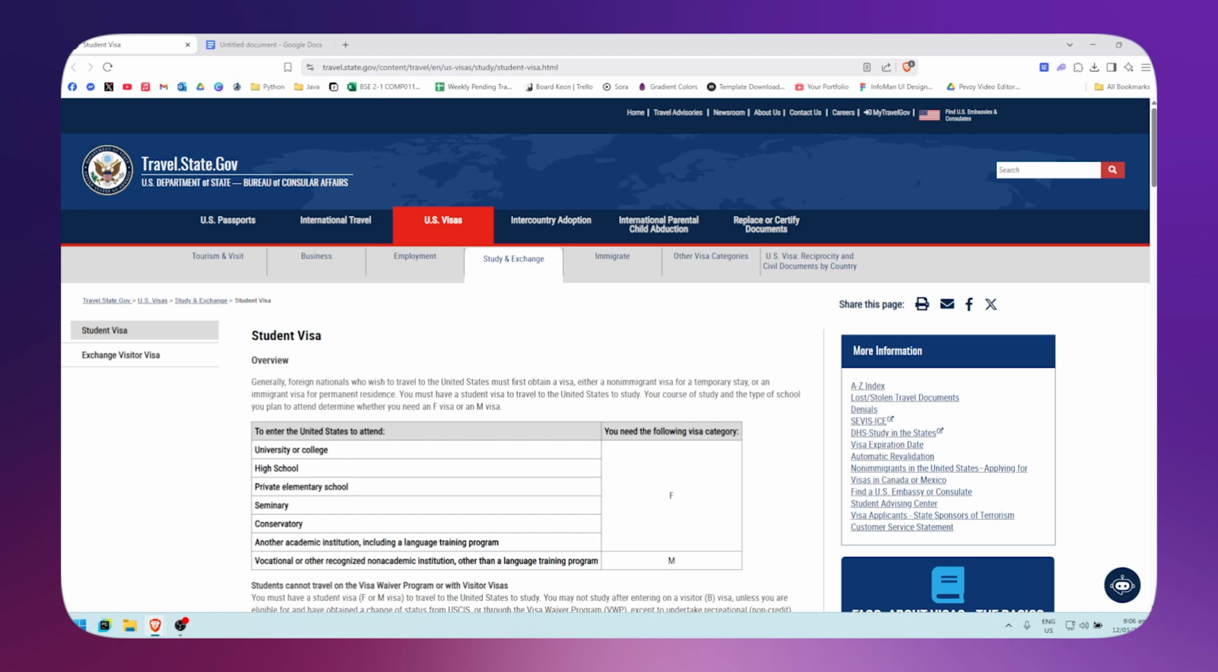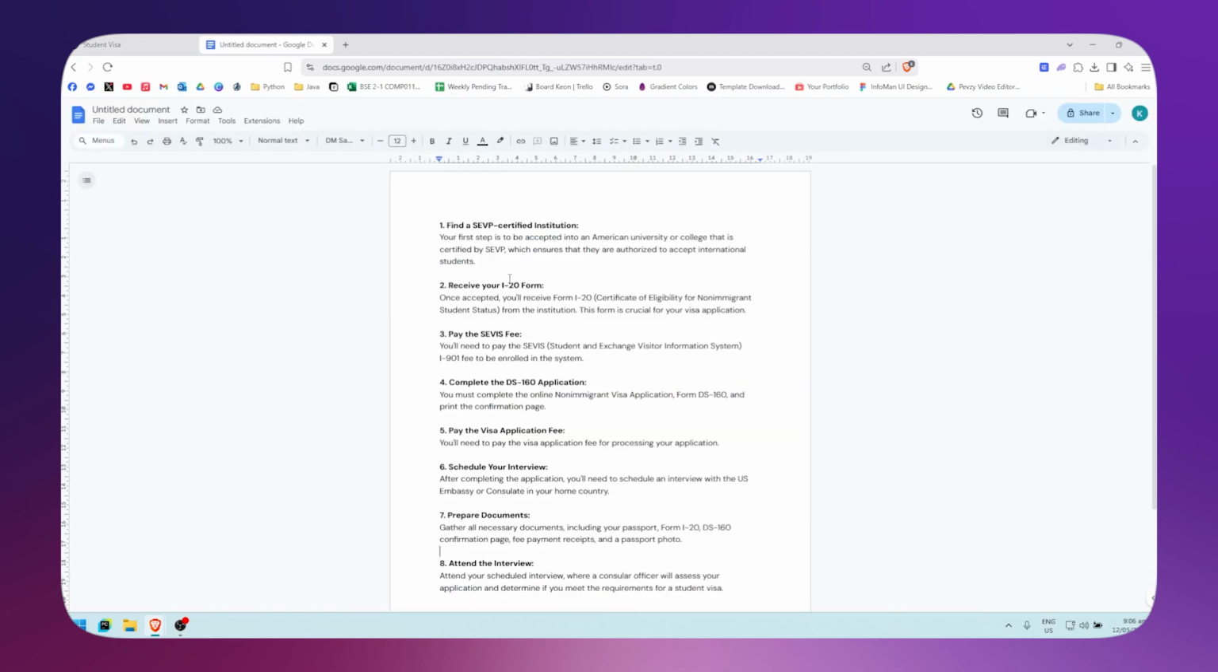For a more detailed breakdown, here's what you will need to do. First is to find an SEVP certified institution. Your first step is to be accepted into an American university or college that is certified by the SEVP, which ensures that they are authorized to accept international students.